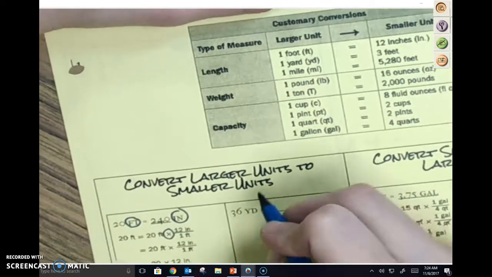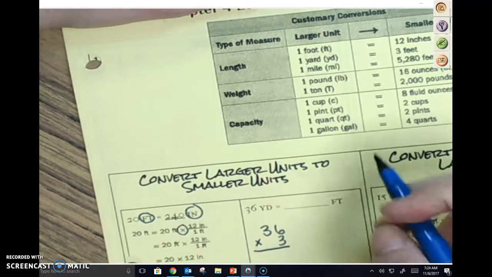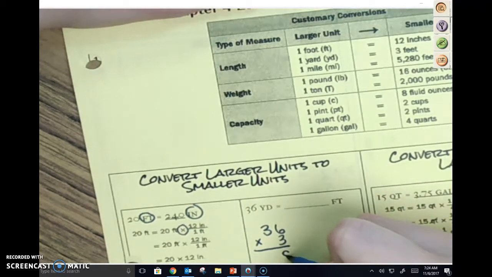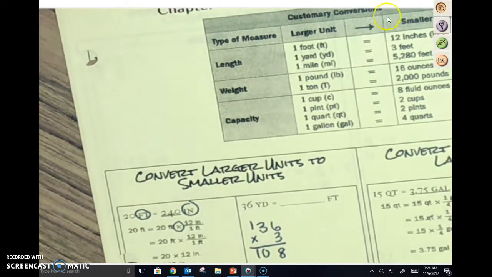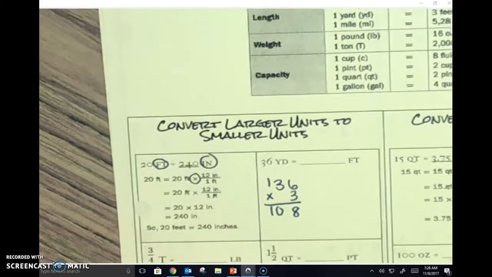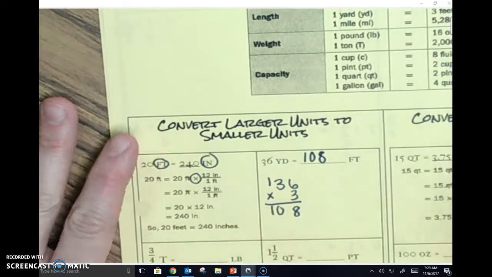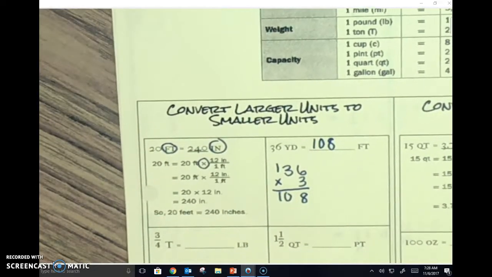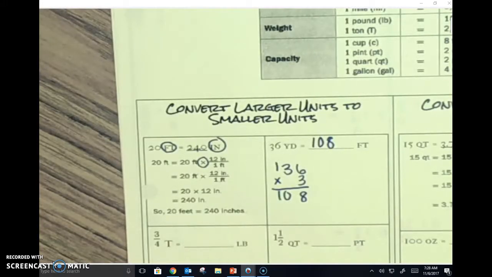So we're going to be multiplying 36 times 3 because there's 3 feet in 1 yard. 6 times 3 is 18, 9, 10. Okay, so when we multiply 36 times 3, we get 108. So there are 108 feet in 36 yards. Our next one has a fraction in it. That means 3/4 tons. We want to know how many pounds are in 3/4 tons.